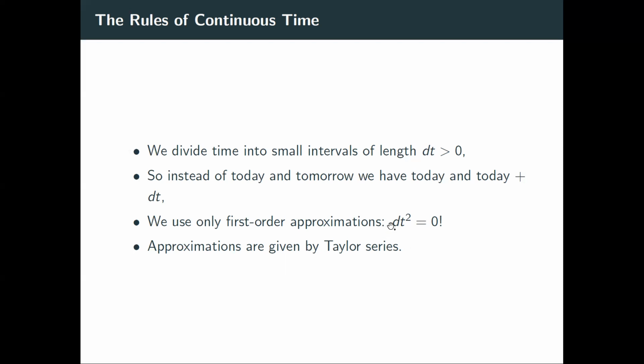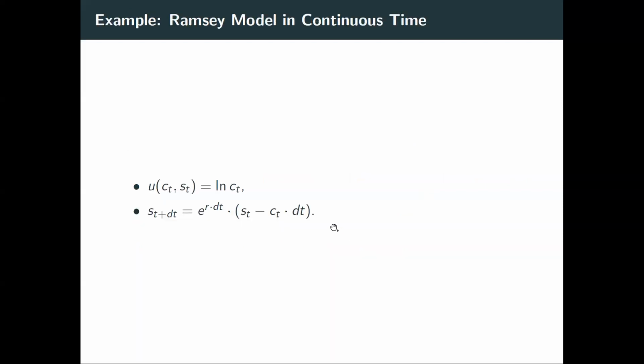But it's much easier to just use this rule: for every expression that depends on dt, if you need a Taylor approximation of it, you just take the first order approximation, and that's it. You shouldn't care about higher orders, because according to our rule, dt squared is equal to 0. So let us apply it to the same Ramsey model, but now with continuous time.